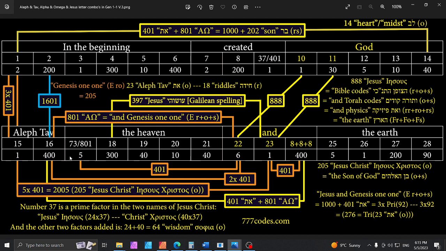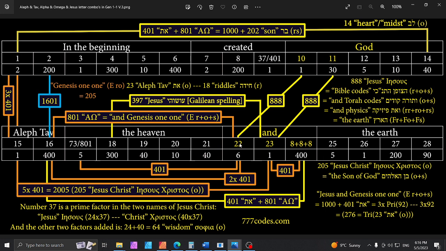And not only that, you see this letter instead of letter number 801, it is also by rotation 73. And 22 is the prime order of 73. That is, you can say 73 is prime number 22, as long as you count number 1 as the first prime. And number 1 is the first prime in the Bible codes. There is no way around it.